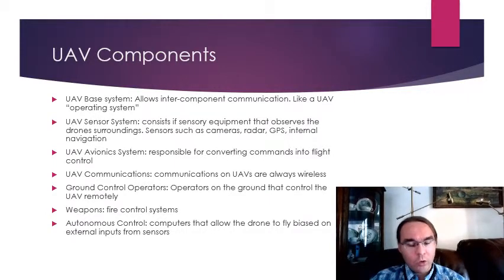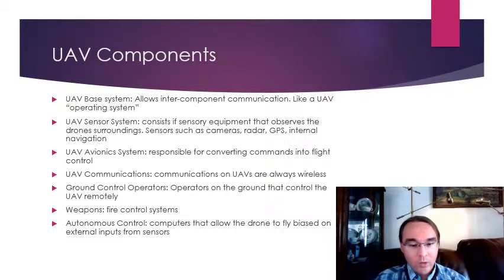Next, we have the ground control operators. These are the personnel on the ground that observe, command directly, or give orders to the drone. They review the sensor information as well as different environmental controls that would affect the drone. Then we have the weapon system. These control any missiles or guns or bombs the drone may have on it.